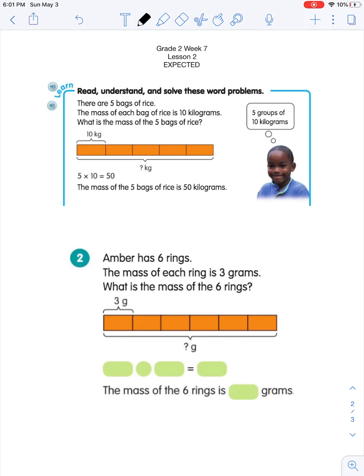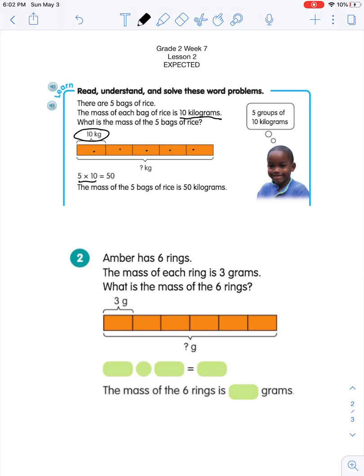It says read, understand, and solve these word problems. This one says there are 5 bags of rice. The mass of each bag of rice is 10 kilograms. And I see on my picture that I have 5 bags, and it's showing me here that one bag is equal to 10 kilograms. So I know I have 5 groups with 10 in each group. So I know that is the same thing as saying 5 times 10. And I know 5 times 10 equals 50. So the mass of the 5 bags of rice is 50 kilograms.